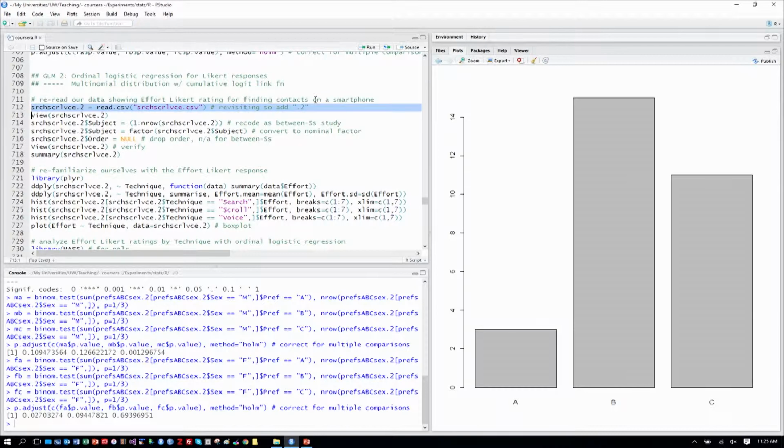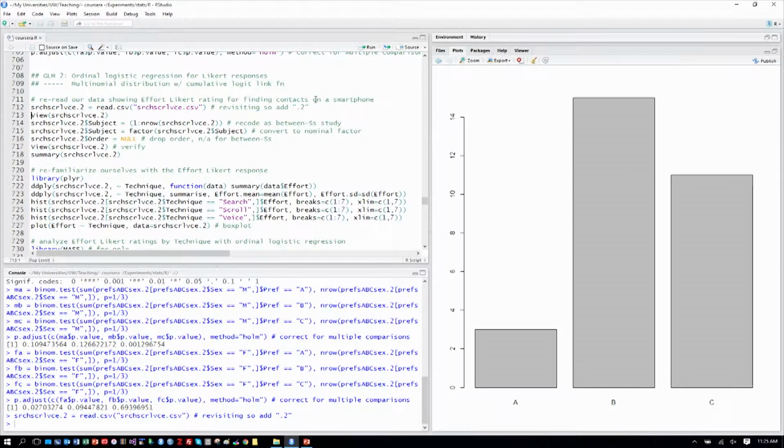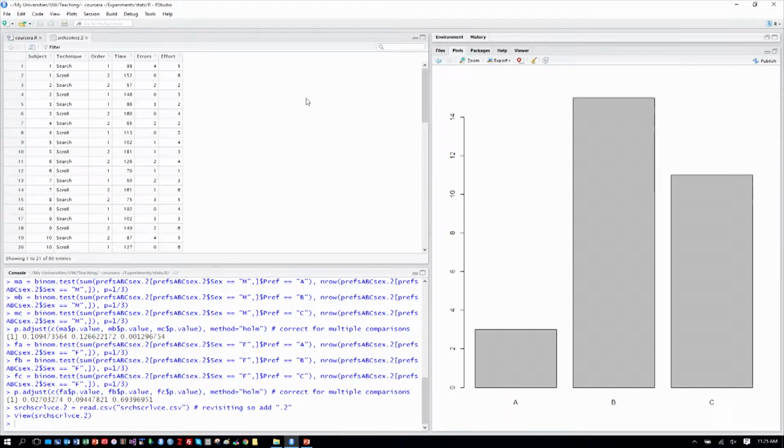So we'll read in our search, scroll, and voice data that we analyzed previously, and since it's our second time, we'll give it a dot two in the name. Remember, the dot in R is not a scoping operator like in many languages. It's just a regular character like an underscore. We can view that data, and we see that we have subject, technique, order, time, errors, and effort. Effort's the one we're interested in. This was previously a within-subject study where they used both searching, scrolling, and voice to find contacts and then rated their effort for those.